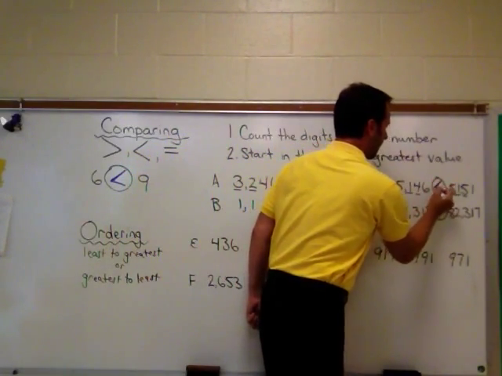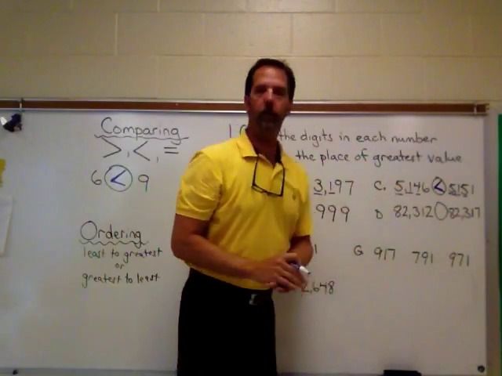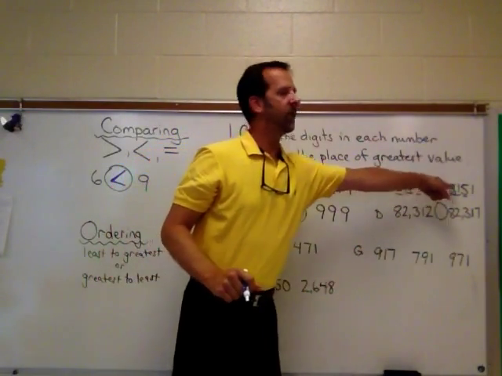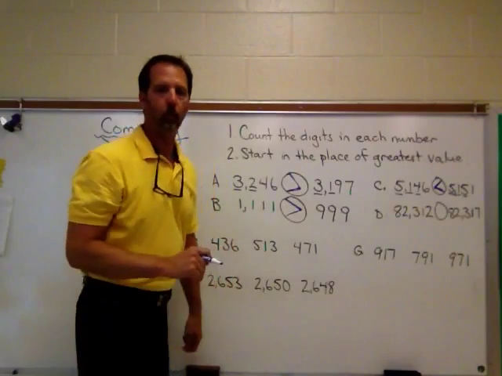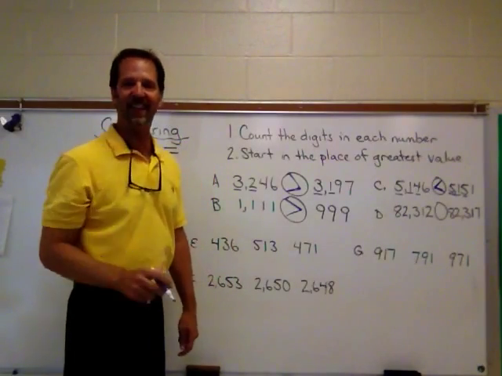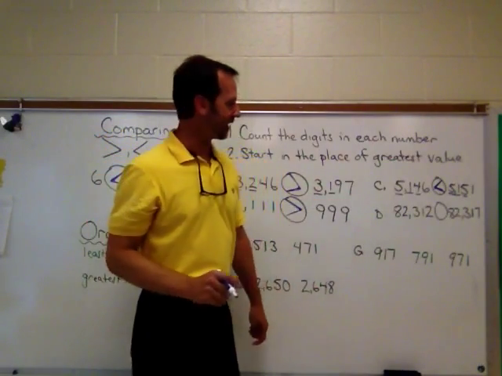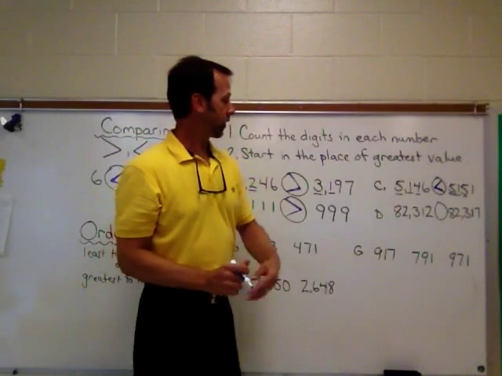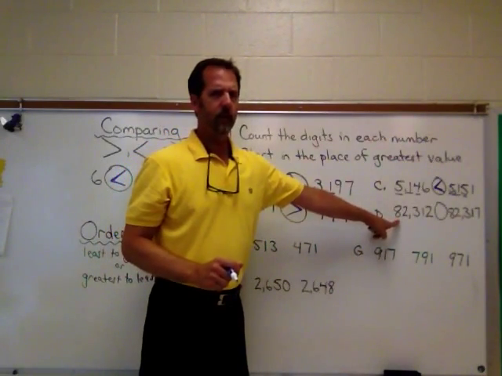And 4,146 is less than 5,151. Did you get it? I know you did. Let's take a look at letter D. 5-digit numbers now, okay? Can you read it?